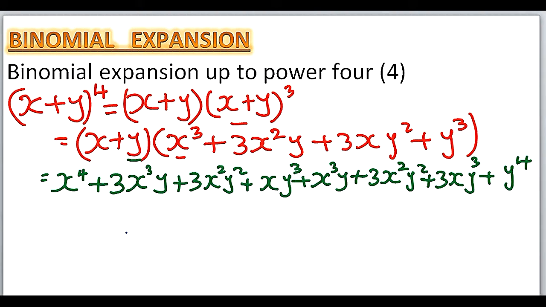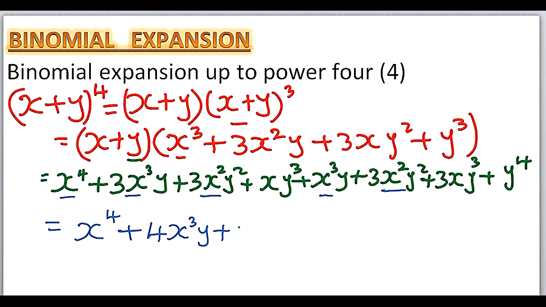So the like terms that we have, we don't have x power 4 apart from this one. So we write this as x to power 4, then plus 3x cubed y, and here we have 3x cubed y. So when we add the two, we get 4x cubed y, and then we come to this one, we have another one here. So when you add 3x squared y squared, you get 6x squared y squared.